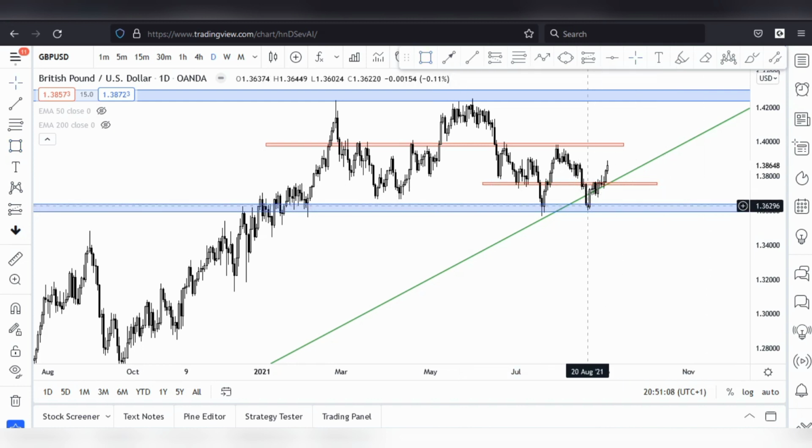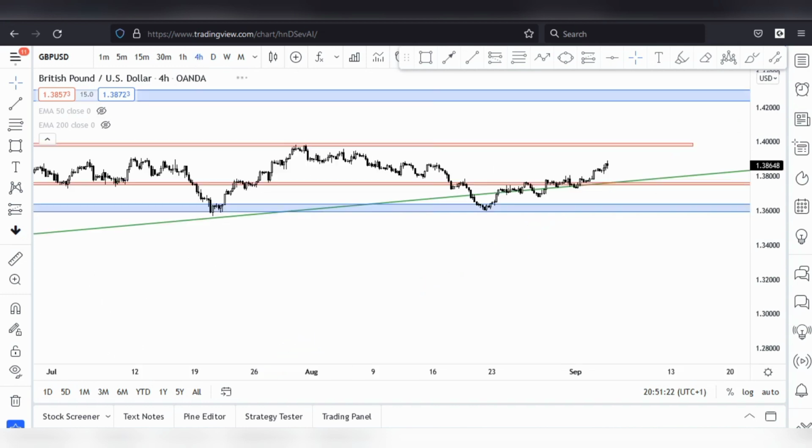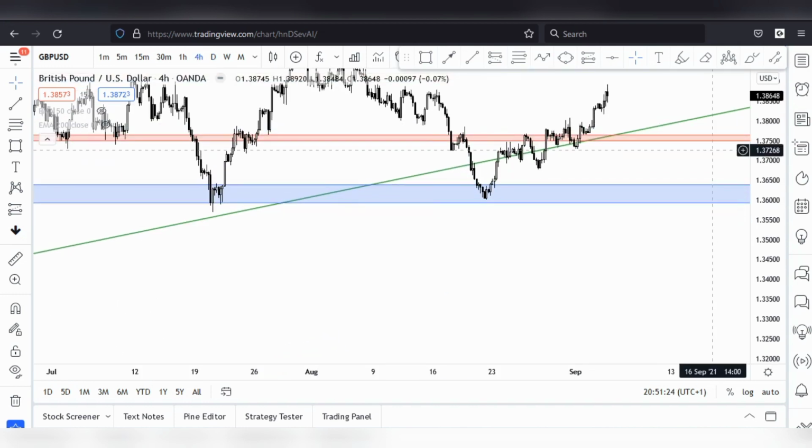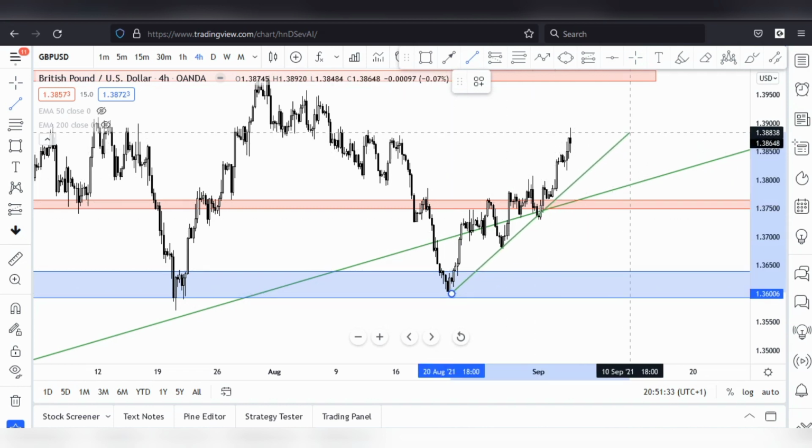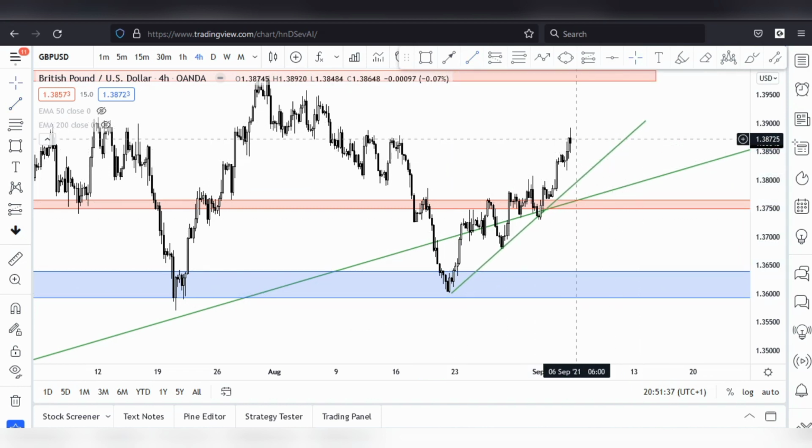The price bounced off this level, formed like a double bottom, and started moving towards the top, broke this resistance level here, which now becomes support, and continued all the way to the upside. Now on the 4-hour time frame, we can see this move here, this uptrend. You can draw your trend line to identify when price would bounce, because there's a possibility price can come all the way down to this trend line and bounce up to the upside.